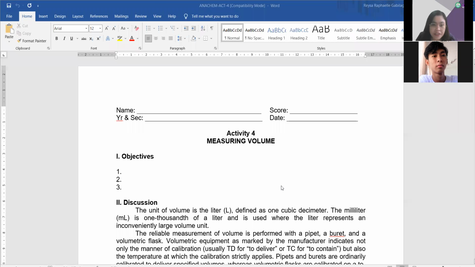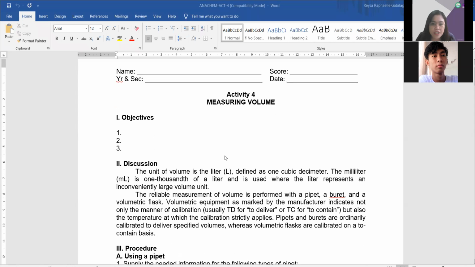So this is activity number 4, measuring volume. Just like with activity number 3, you have to read everything and then understand the worksheet, and you have to come up with your own objectives for this activity. Now, activity number 2 is measuring mass. And then 3 is filtration process. This time, it's measuring volume.